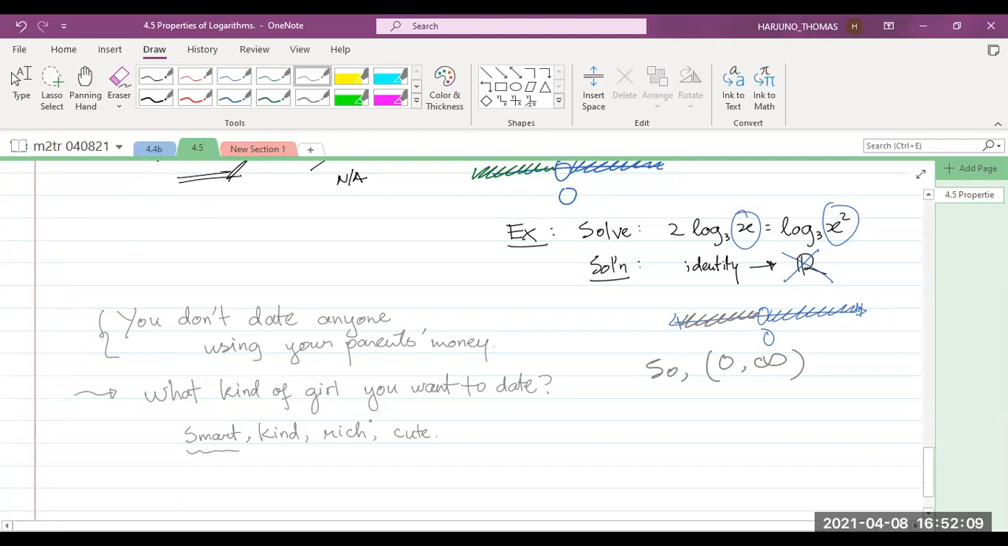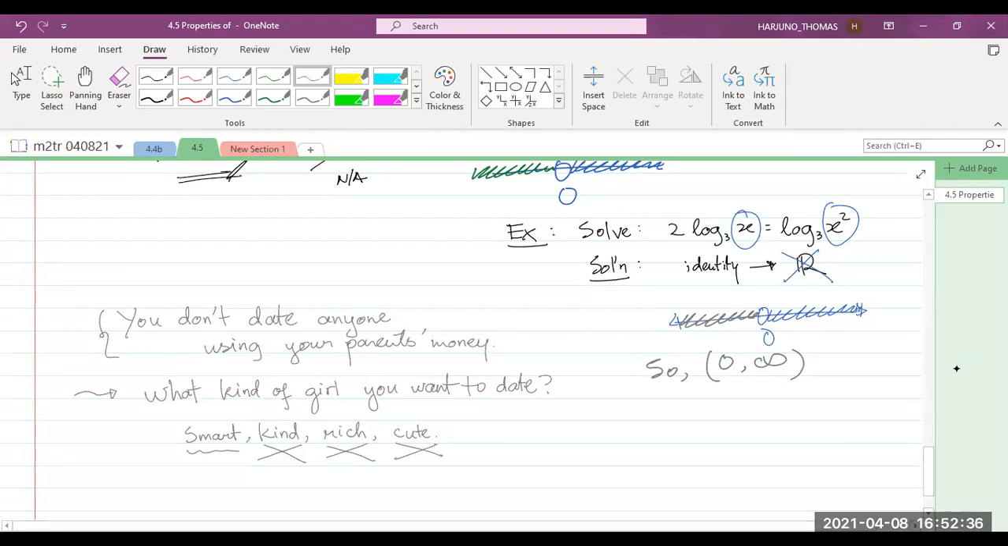Okay, kind, no, you are not kind. You talk back to your parents all the time. No, we are not rich. You are not rich. Even your parents are not rich. Imagine you yourself, right? So you are not rich, and your face is random. You are not cute. In other words, the girl you want to date is not in your domain.